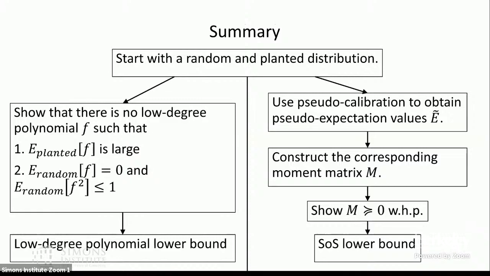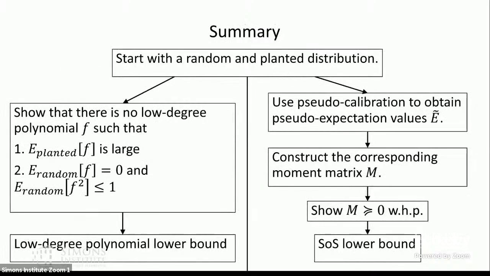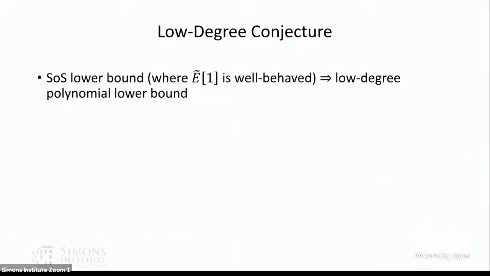So here's a summary. The low degree conjecture says that if we have a sum of squares lower bound where the pseudo-expectation value of 1 is well behaved, and I'd say for sum of squares lower bounds, the pseudo-expectation value of 1 is pretty much always well behaved, then this implies a low degree polynomial lower bound, as I'll discuss next.